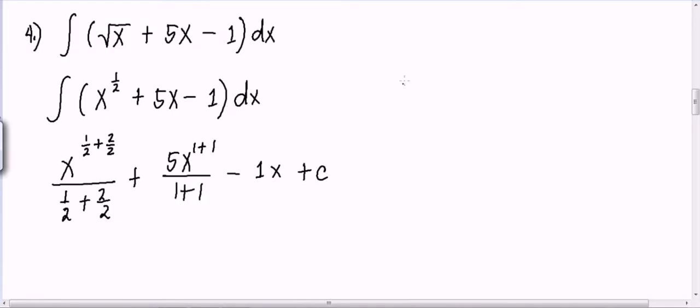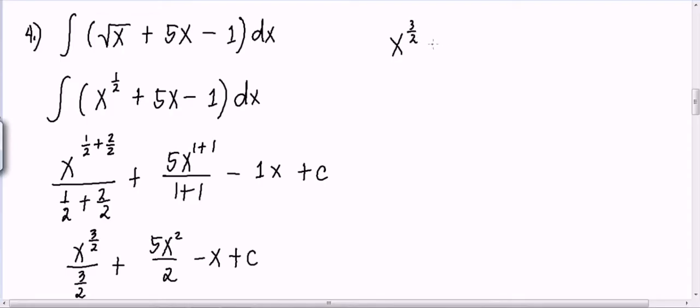And then, i-simplify lang natin. So, this would be x raised to 3/2, okay, over 3/2 din, plus 5x squared over 2. And then, tanggalin na natin yung negative 1 kasi negative 1x is equivalent to negative x plus c. So, ayusin lang natin to guys. Itong first term, ito okay na. Ito rin. Wala nang problema dyan. Ito lang, medyo magulo. Ang daming fraction. So, x raised to 3/2. Ang gagawin nyo lang dyan guys is imumultiply ko sa reciprocal ng 3/2 which is 2/3. Okay? And then, I will copy the rest. So, plus 5x squared over 2 minus x plus c.